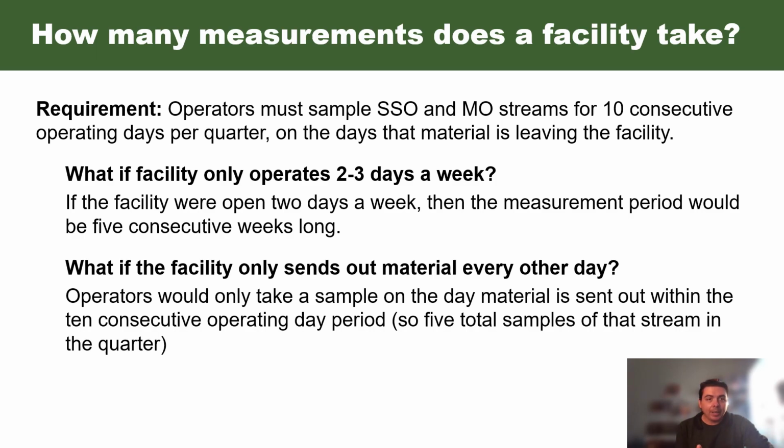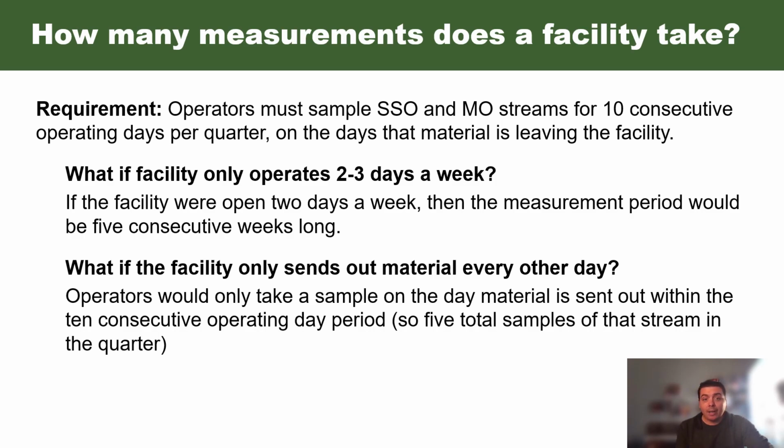And a lot of the questions we get quite often is, well, what if the facility only operates 2 to 3 days a week? And what it states in the reg is that it's 10 consecutive operating days. So if you are only operating 2 to 3 days a week, then your 10-day measurement period might extend over several weeks until you hit that 10 consecutive operating day period.